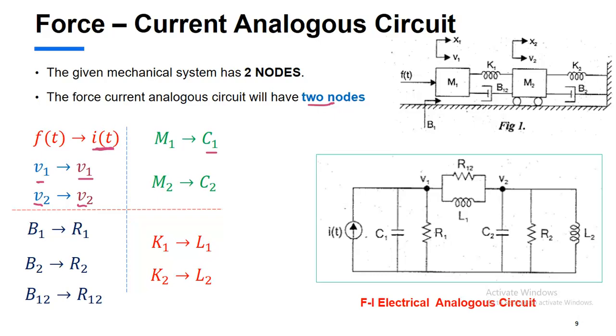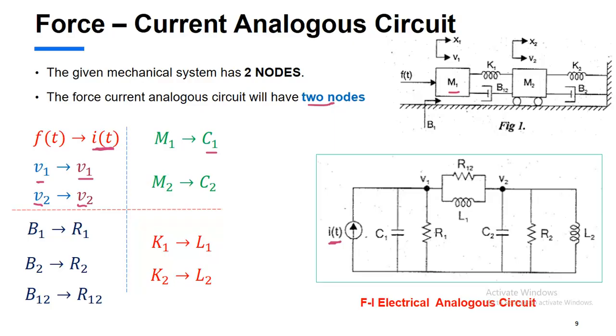For mass 1, we have an applied force. That is why we have a current source, i of t. This mass is represented by the capacitor. In a force current analogous circuit, all the elements are to be connected in parallel. In a force voltage analogous circuit, all the elements should be connected in series. That is why C1 appears in parallel, and this B1 is nothing but R1.